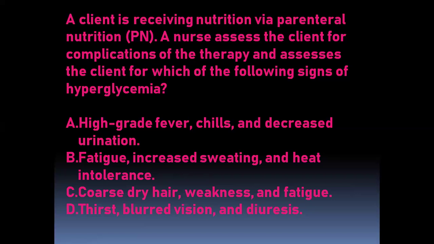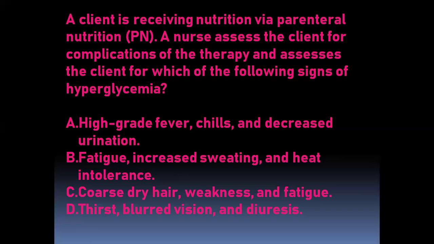Option A is high grade fever, chills, and decreased urination. What is the indication of this? This is an indication of infection, not the hyperglycemia. Okay, so leave that. Second, fatigue, increased sweating, and heat intolerance. Okay, so it is not a hyperglycemia sign. C is cold, dry skin, hair, weakness, and fatigue. Okay, the last, D, is thirst, blurred vision, and diuresis.